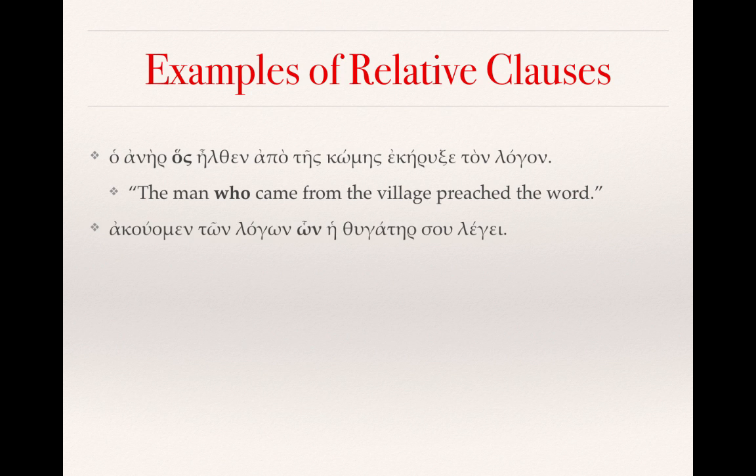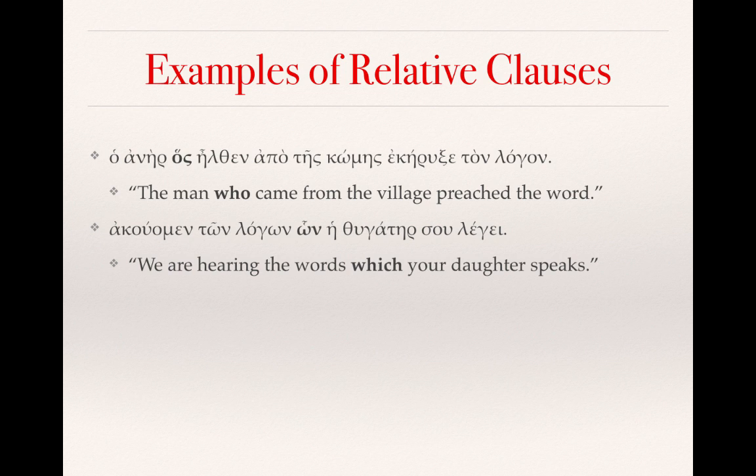All right, here is a second example of a relative clause. Akouomen ton logon hon he thugater sou lege. Once again, hon here is indicating a relative clause. So hon he thugater sou lege, that whole clause, and it's a clause because it has its own subject and verb, right, is modifying logon. So which words did we hear? Well, we heard the words that your daughter was speaking. We would translate it, we are hearing the words which your daughter speaks.